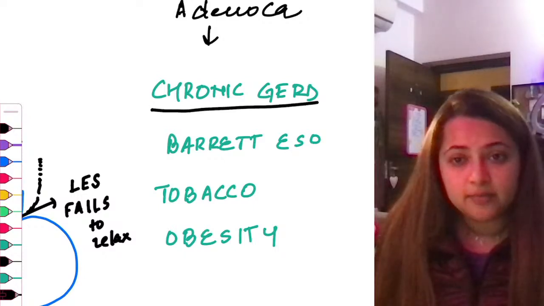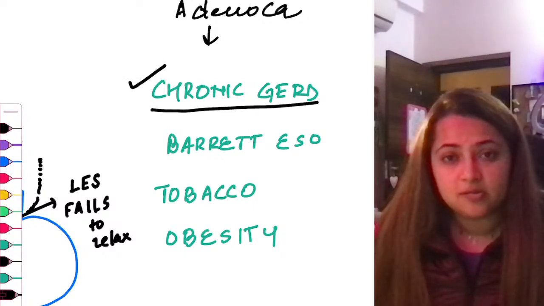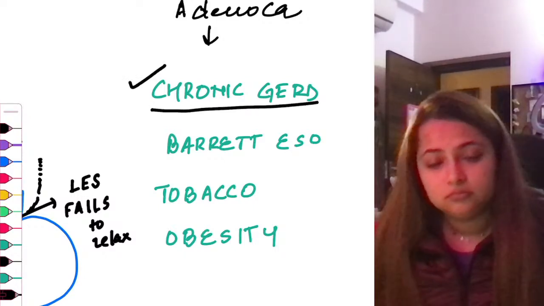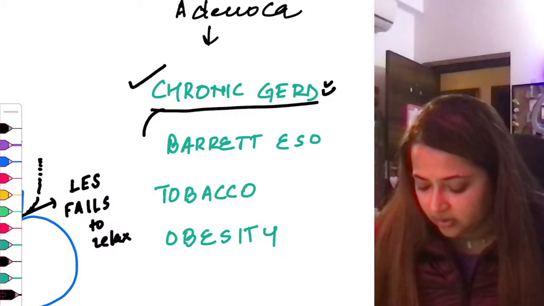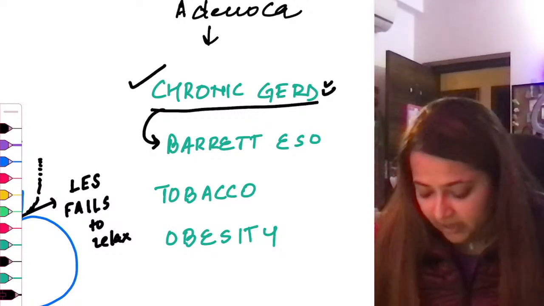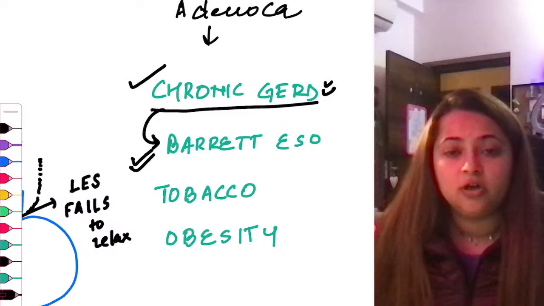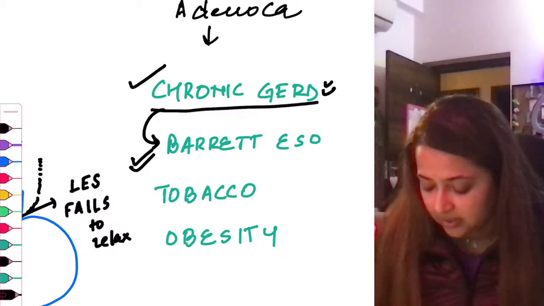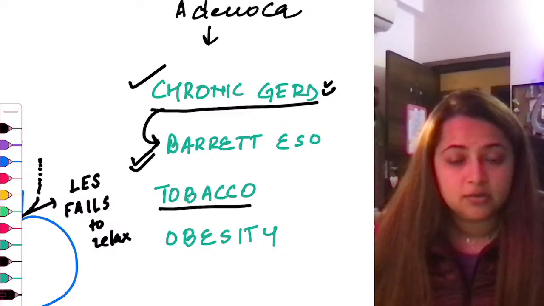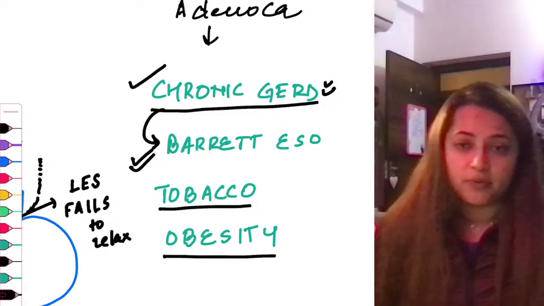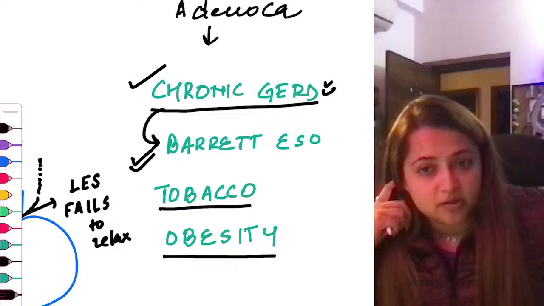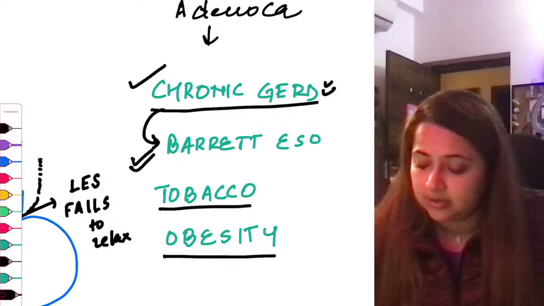Then talking about the risk factors for the adenocarcinoma. Chronic GERD, number one. This is a risk factor for the adenocarcinoma of the esophagus. And chronic GERD in itself is a risk factor for Barrett esophagus. Barrett esophagus is also a risk factor for adenocarcinoma of the esophagus. Then tobacco consumption and obesity. If a patient is obese, the risk of adenocarcinoma of the esophagus is increased.